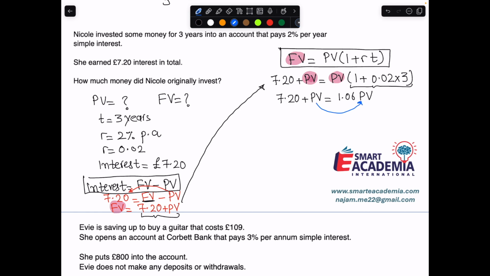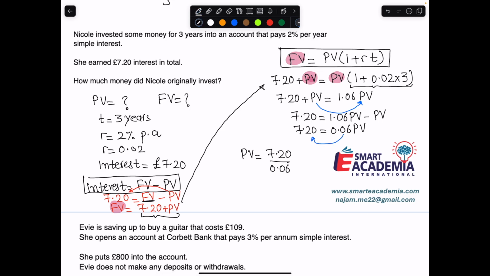I can take this side. So what happens here is this thing becomes 1.06 present value minus present value, and if I just use it, 1.06 minus 1, this gives me 0.06 present value = 7.20. In order to find the present value, I can just simply take this thing down, and my present value will turn out to be 7.20 over 0.06, which gives me 120 pounds, which means that the initial value or the present value was 120 pounds.